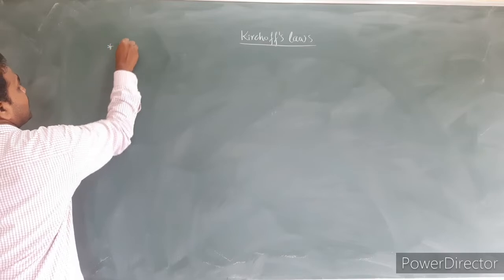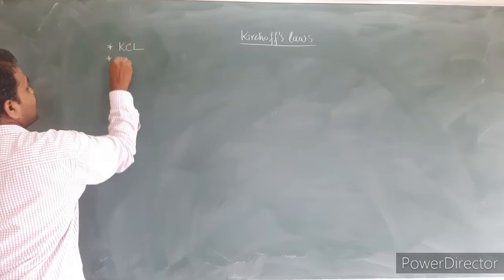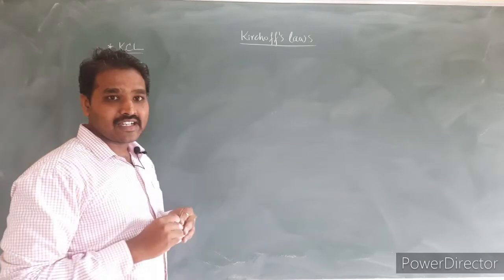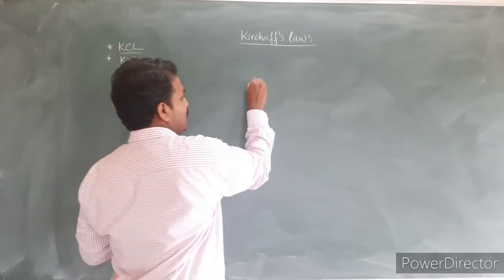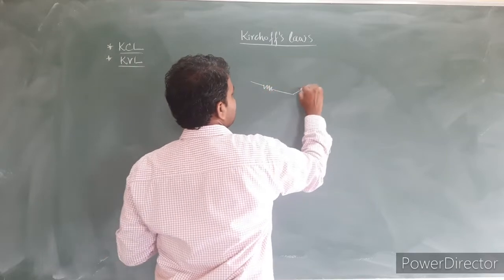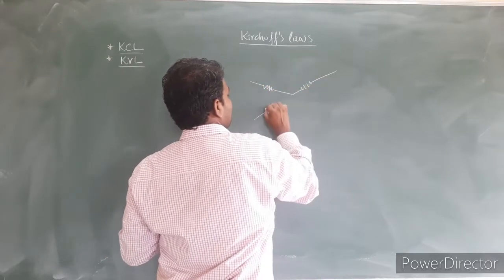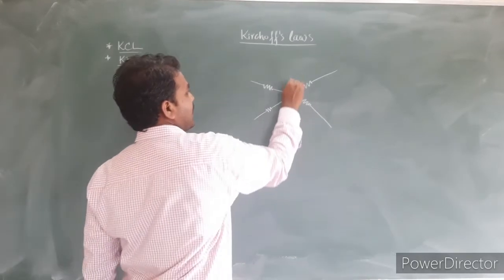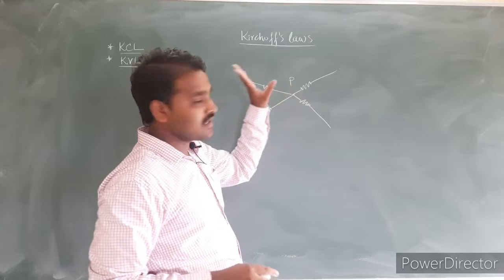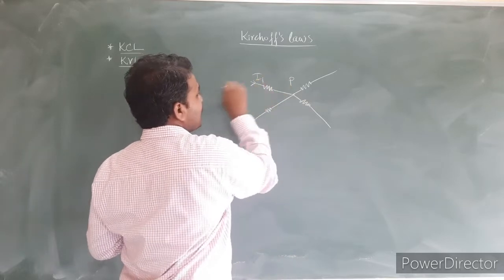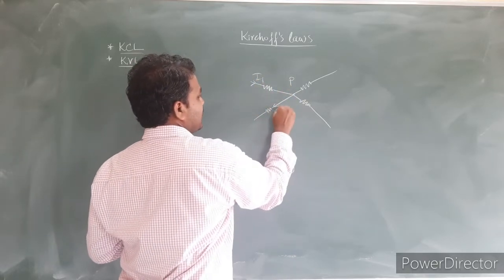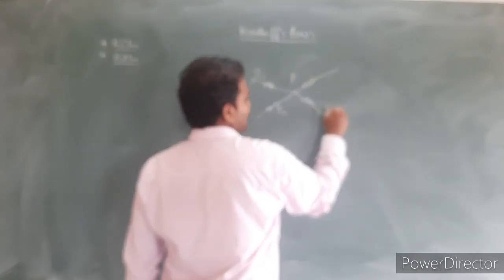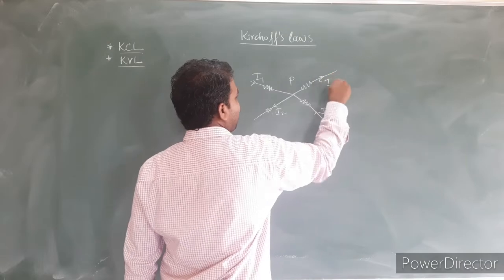There are two Kirchhoff's laws. The first one is Kirchhoff's current law. The second one is Kirchhoff's voltage law. Kirchhoff's current law states that, if we have a junction through which different currents are passing, let us consider I have junction point P here. Let us consider the current I1 is entering the junction P, current I2 may be going out of the junction P. So, here let us have the currents I3 and I4.